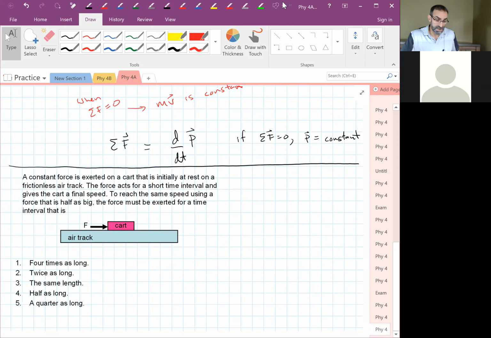I should set up a poll, shouldn't I? Force F acts for a certain time interval to get that cart to a final speed. We want half the force to get it to the same final speed. We would use what time interval?